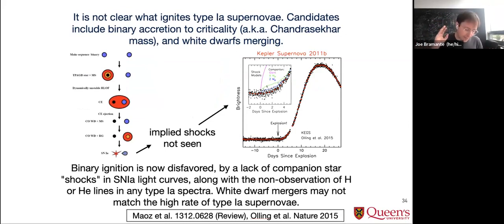And there is a persistent lore in the literature that yes, type 1As are great standard candles because they're all starting the same way. You start with a 1.4 solar mass white dwarf, then it accretes a little bit more, and that means that it's at this critical mass, and then something happens, it ignites, it explodes. The thermonuclear flame front sweeps through it, it explodes, and that's your type 1A supernova. Type 1A people don't really believe in that lore anymore. In fact, type 1A light curves are not perfectly uniform.